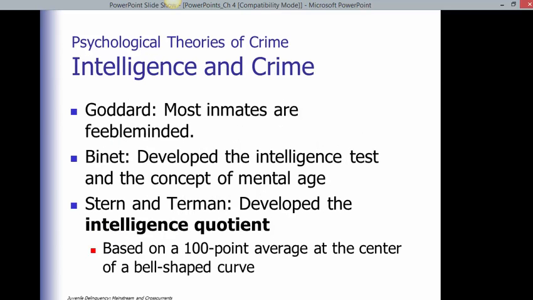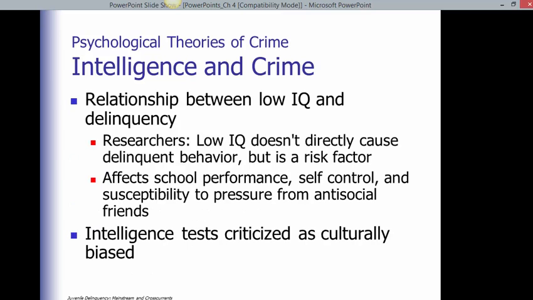Intelligence and crime. Goddard said most inmates are feeble-minded. Binet developed the intelligence test and the concept of mental age. Stern and Terman developed the intelligence quotient based on a 100-point average at the center of the bell-shaped curve. This would be the standardized IQ test.